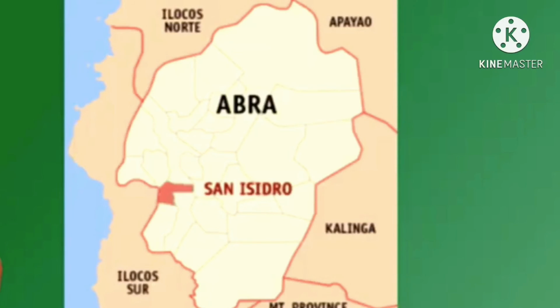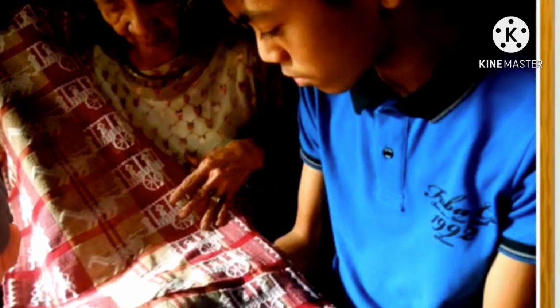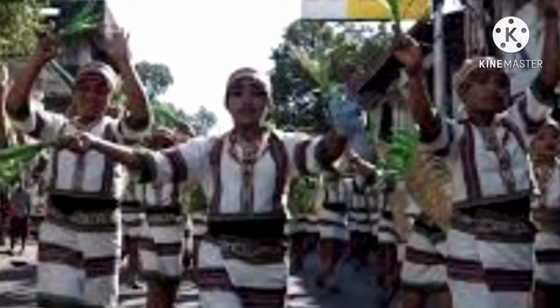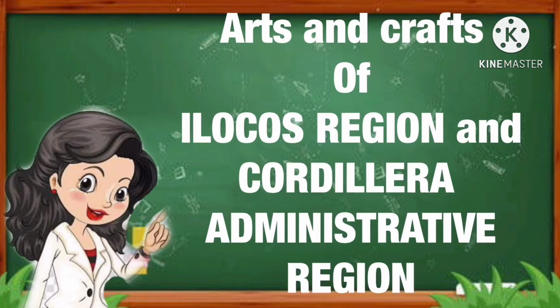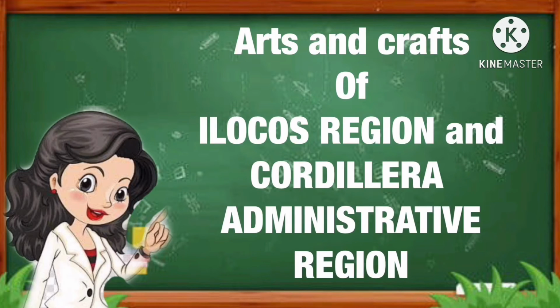Abra, the Tinggians weave textiles for clothes and blankets. They are noted for their white textiles with horizontal stripes found in the edges, like this in the bangkudo or wrap-around skirt, or vertical stripes in the center like those found in the balwase or female blouse. And now, we are through exploring the arts and crafts of Ilocos Region and the Cordillera Administrative Region.